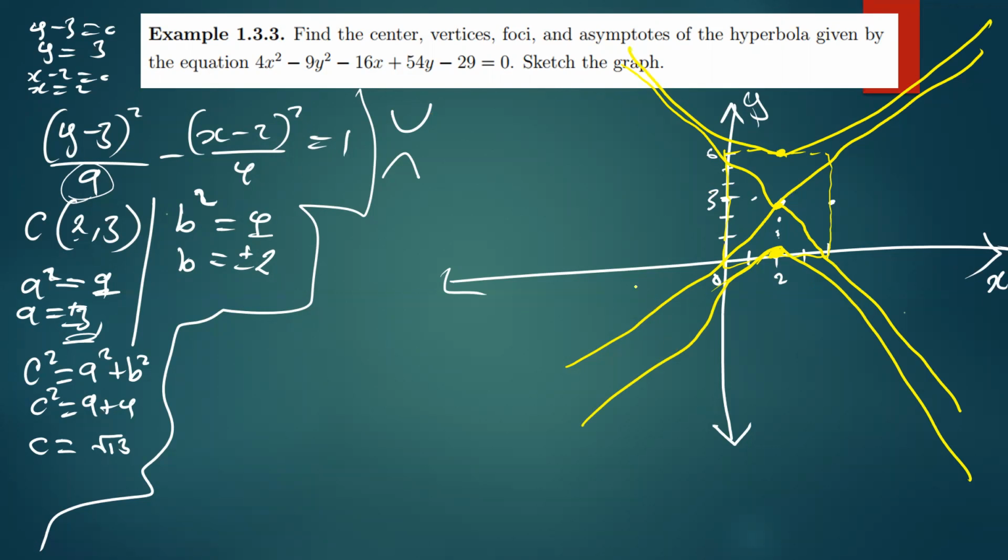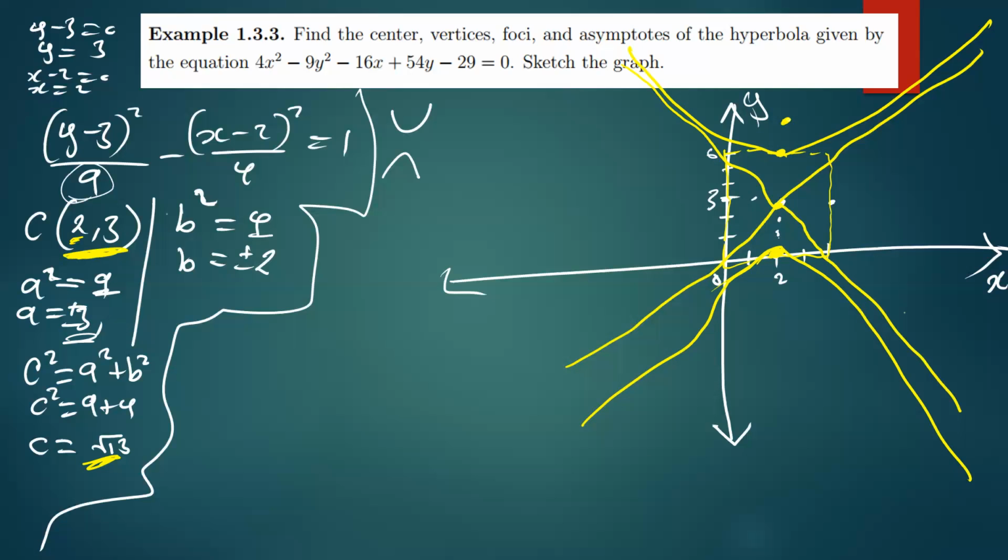The focus. You just add the value of c to the center. In this case, I'm going to be adding to the y coordinate because in the y, the value of x is constant. So where is my center? My center is this one. So we are in the y, so the value of x will be held constant. And then we add the value of c to 3 and subtract from 3. So we say 3 plus the root of 13 gives us the focus there.